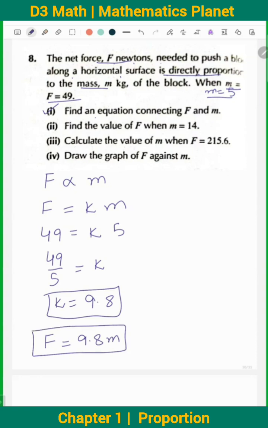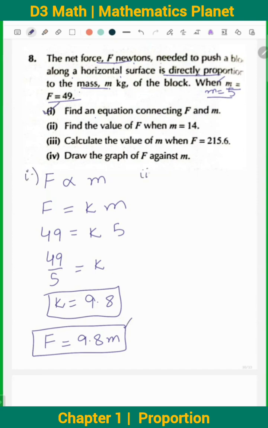Yes. This was a big statement, but there is nothing very big here. We just need to find out F is directly proportional to m. We have the values of m and F. We can just substitute them and we find the equation connecting F to m. Okay, so we are done with part 1.